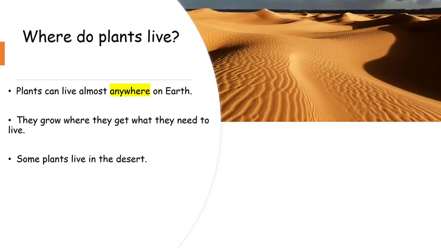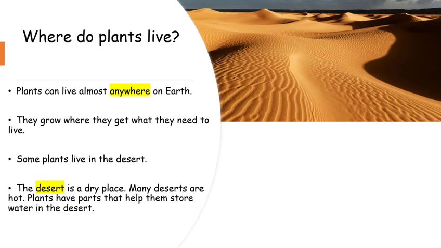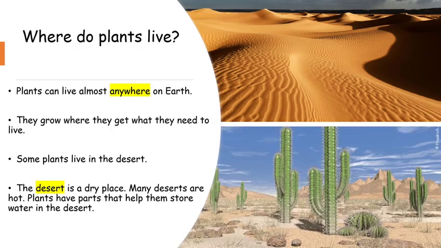Some plants live in the desert. This is a picture of a desert. The desert is a dry place. Many deserts are hot. Plants have parts that help them store water in the desert. These are some plants that can grow in the desert.